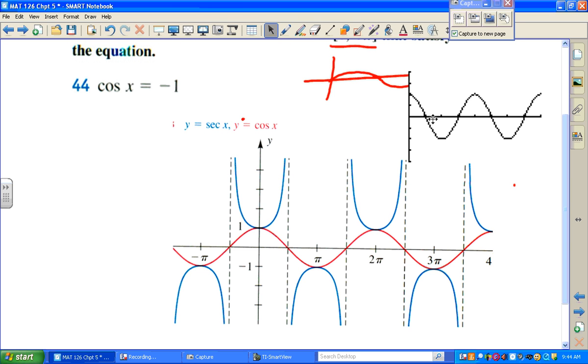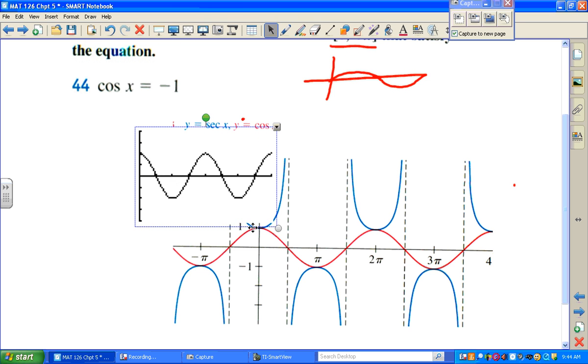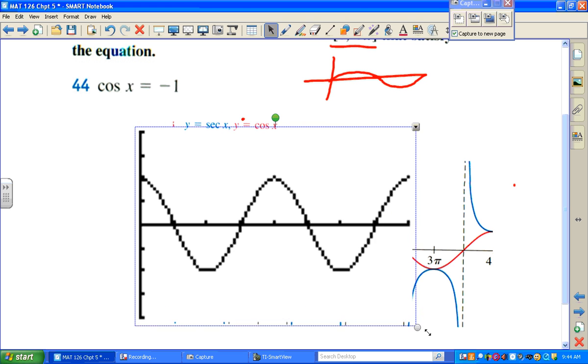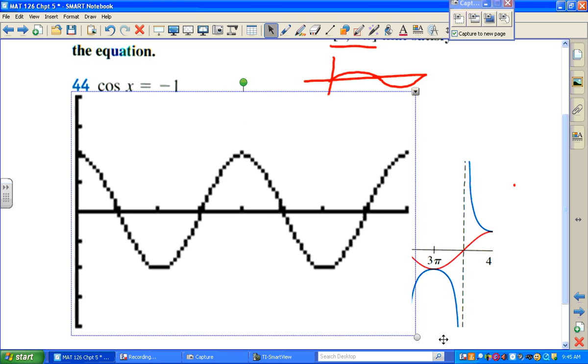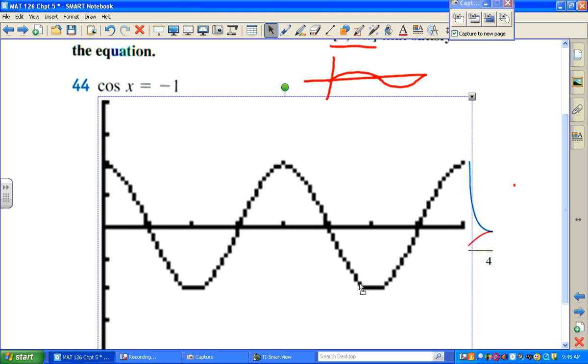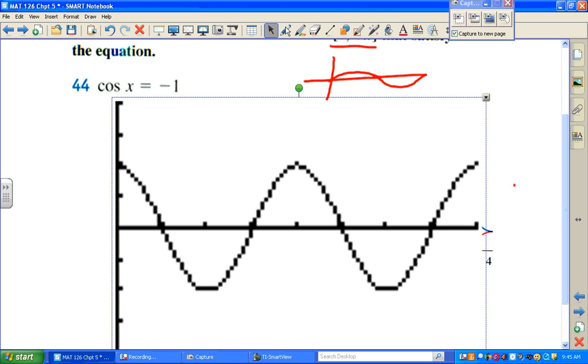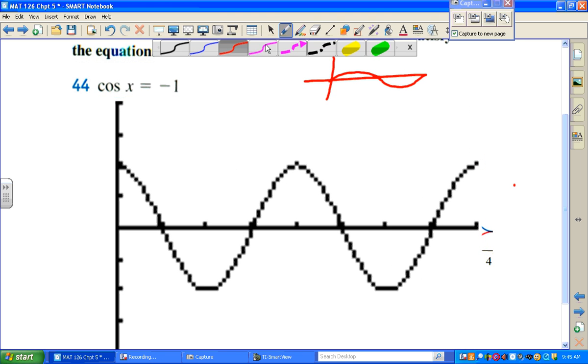I'm getting ready to explain why they did that. So if you have a cosine graph, and it's pretty nice and pretty large, secant we have a reciprocal identity for. We know that secant of x equals 1 over cosine of x.